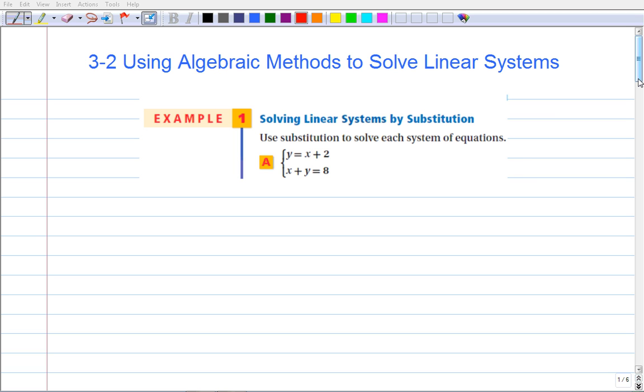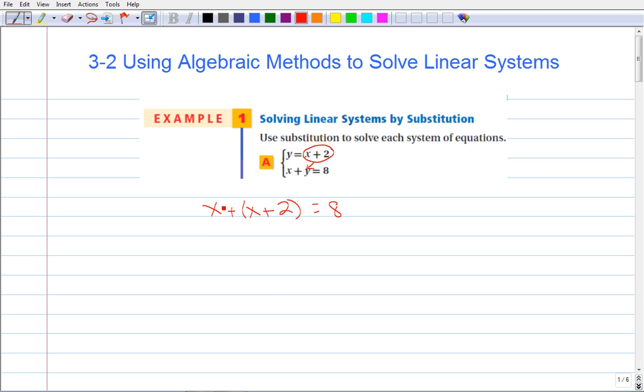Alright, so to use substitution, what you're trying to do is get one of your equations in your system equal to a variable, and then you're going to substitute that into the other part. So you can see this when we have y equals x plus 2. Well, we can substitute this x plus 2 in for the y. So the x plus 2, there's our y that we got from the other part, equals 8.